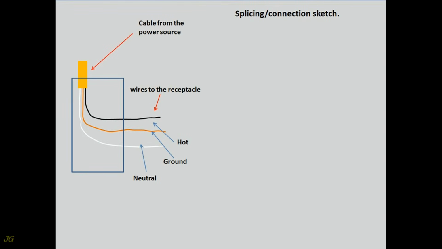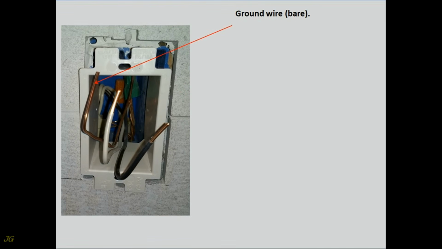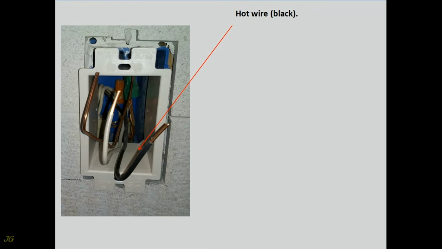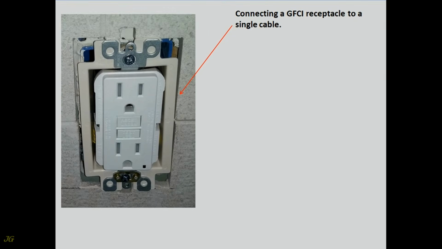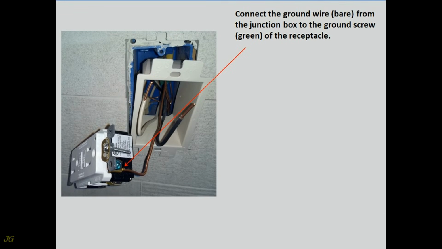Splicing connection sketch. Single cable wires from the junction box. Ground wire, bare. Neutral wire, white. Hot wire, black. Connecting a GFCI receptacle to a single cable. Connect the ground wire, bare, from the junction box to the ground screw, green, of the receptacle.